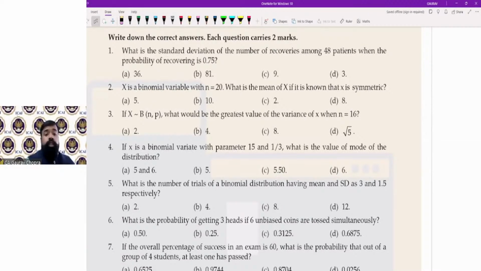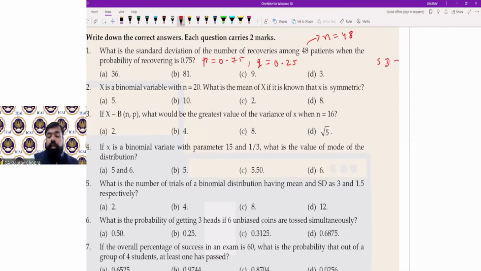Set B says, what is the standard deviation of the number of recoveries among 48 patients? So 48 is N, when the probability of recovery is 0.75, so P is 0.75. What will be Q? It will be 0.25. Now we require the standard deviation, which is root of NPQ. So 48 into 0.75, you can write 3 by 4, and 0.25 you can write 1 by 4. Let's simplify. We are getting 3. So standard deviation is equal to 3.